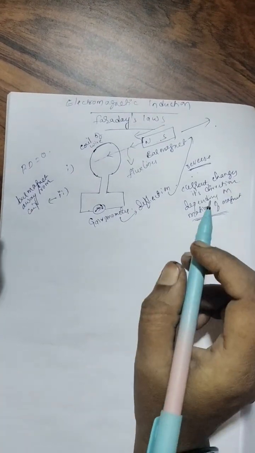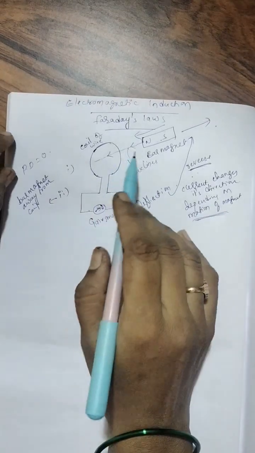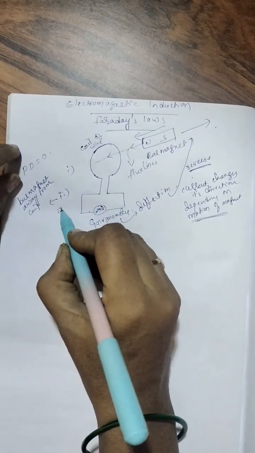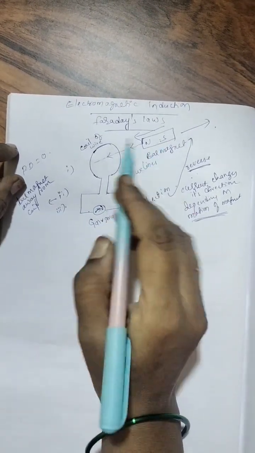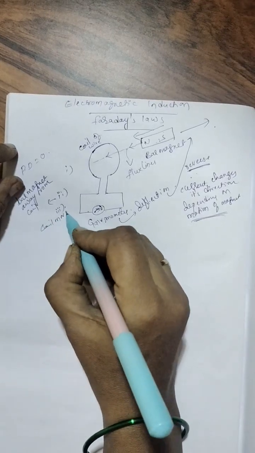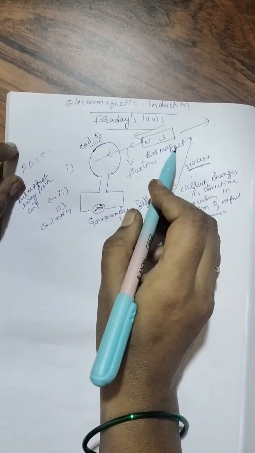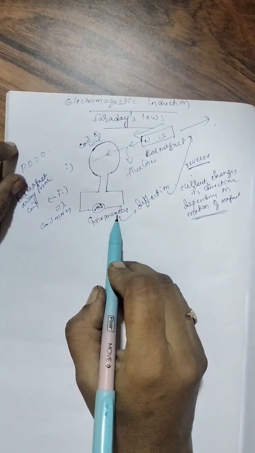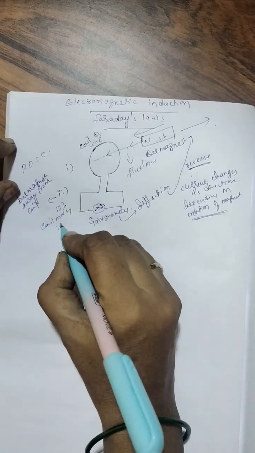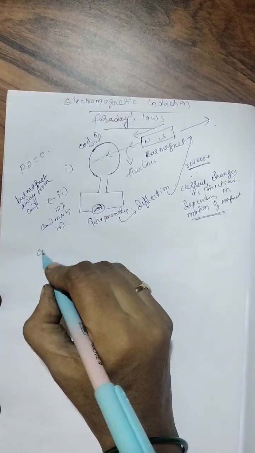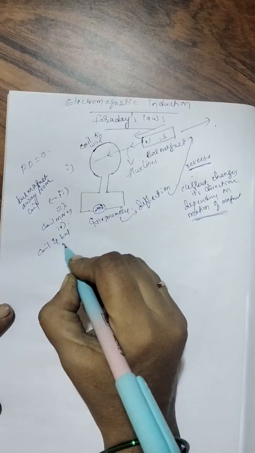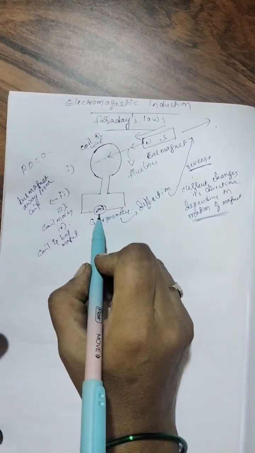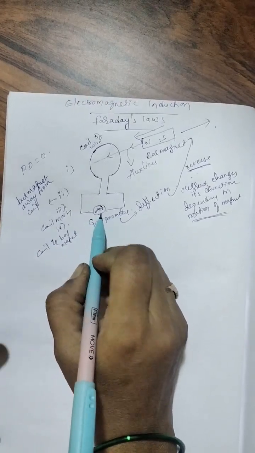Here we are moving the bar magnet. Now in case 3, the bar magnet is at rest and the coil moves. You move the coil towards the magnet or away from the bar magnet, and you will find the deflections. Now, in case 4, both the coil as well as the bar magnet are in motion. At that time also you find the deflection in the galvanometer.